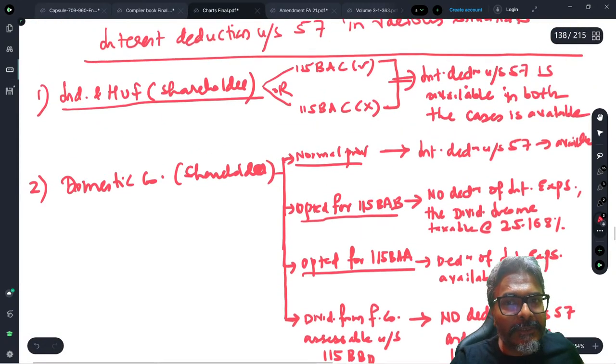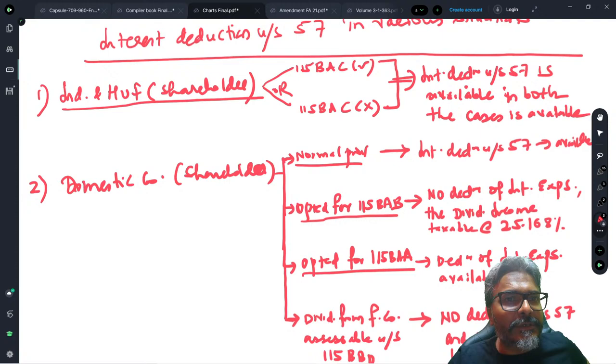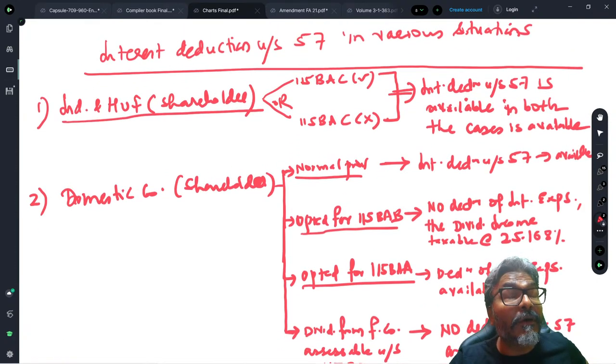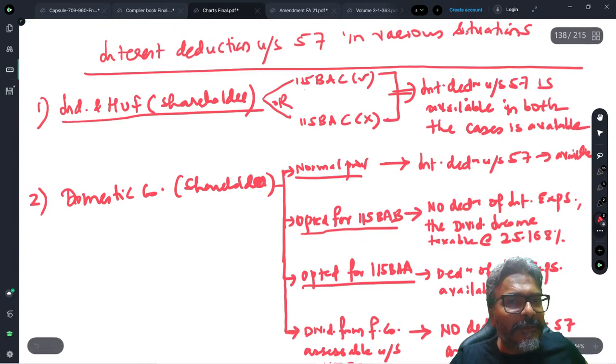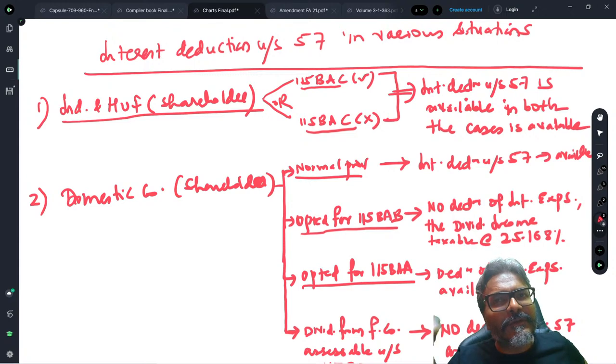I'm scrolling up, students. Have you all written this one now? So what is the discussion right now? The discussion is such an important one for MCQs and integrated case studies, wherein multiple questions on this have been asked. If the shareholder is an individual or HUF, and they have opted for the alternate tax regime of 115BAC, or they have not opted for it, in both the cases, students, the deduction under section 57 is available against that dividend income received by this individual shareholder.